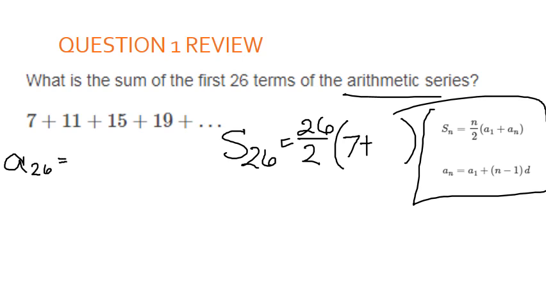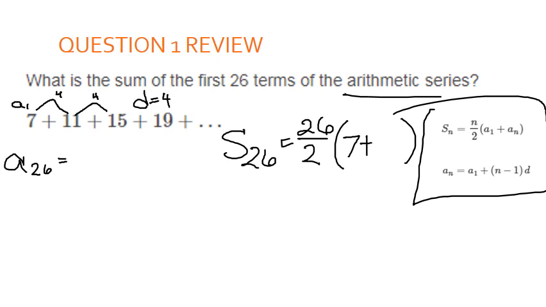Now look at this right here. I know the 7 is the a sub 1. I need to find my common difference. Notice that we're going up by 4. We're increasing by 4 every time, so we're adding 4. So my common difference is 4.